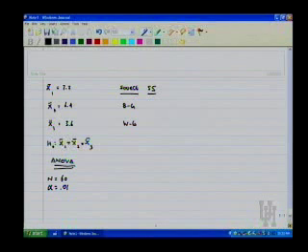SS, not the German SS. This is sums of squares. Let's presume that the between-group sums of squares is 40, and the within-group sums of squares is 80.